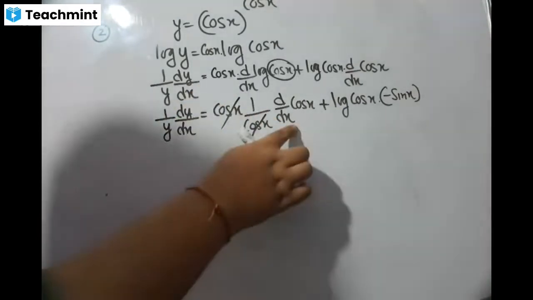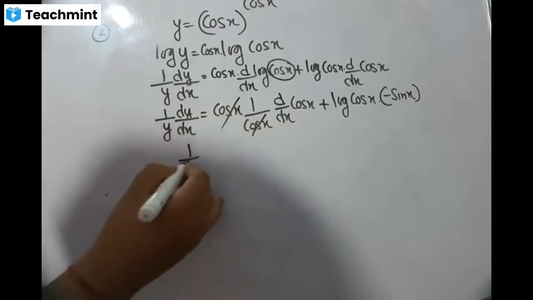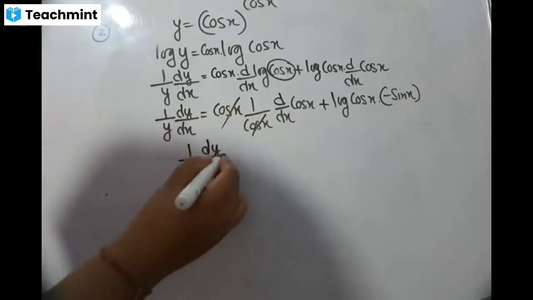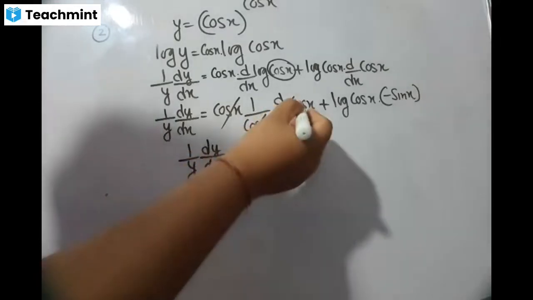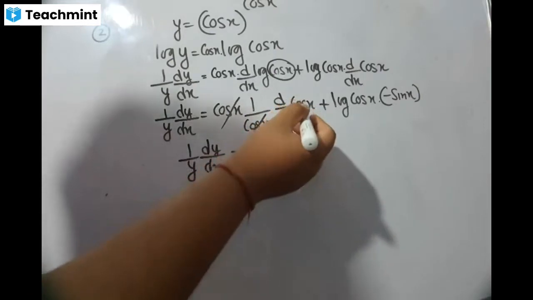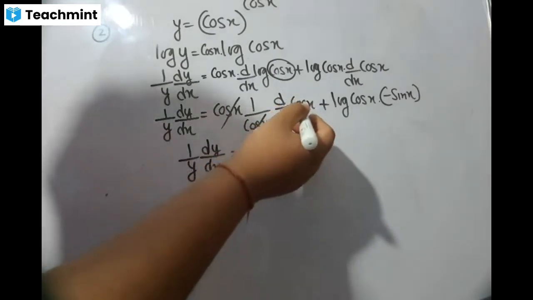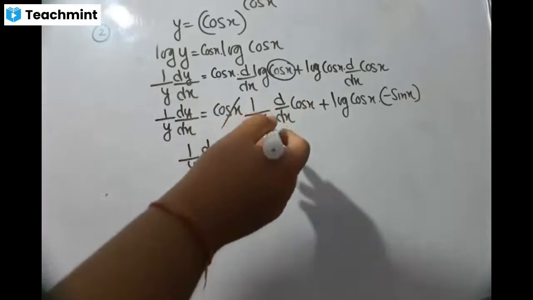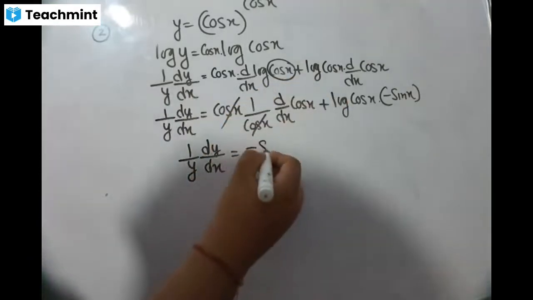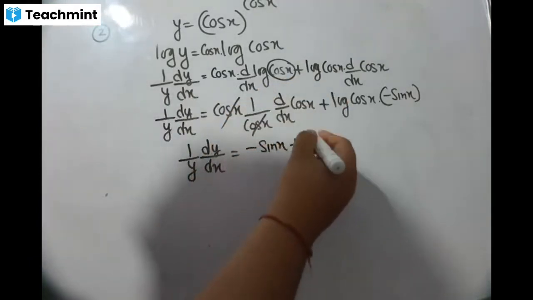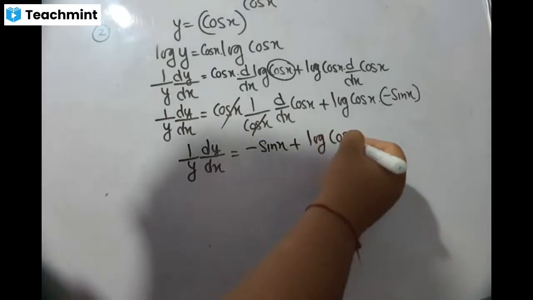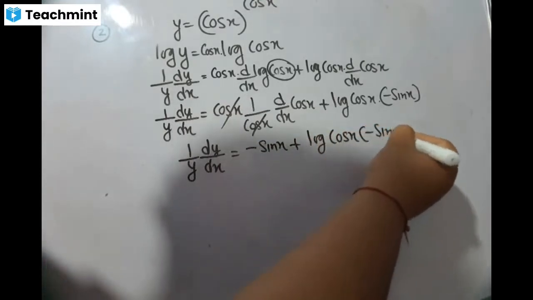We are not done because there's one more d by dx. So what do you get? 1 by y dy by dx is equal to, what is the derivative of cos x? Formula number 7, standard function, because we know the direct formula for this. So cos x derivative is minus sin x plus log cos x open bracket minus sin x.